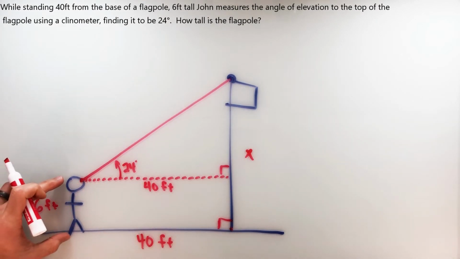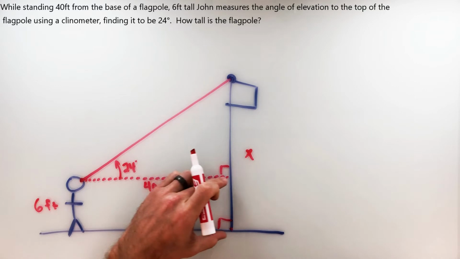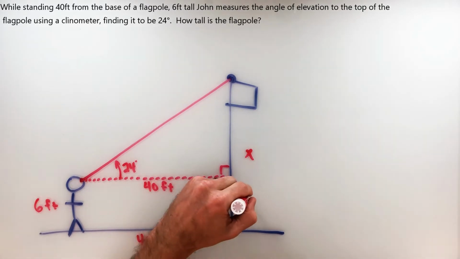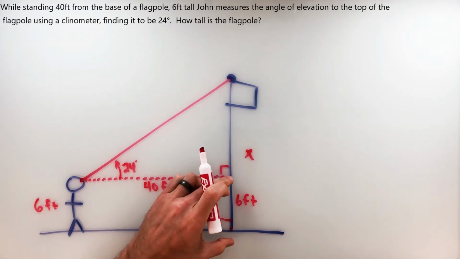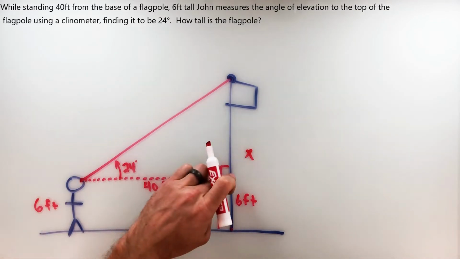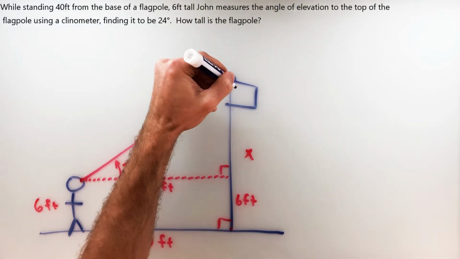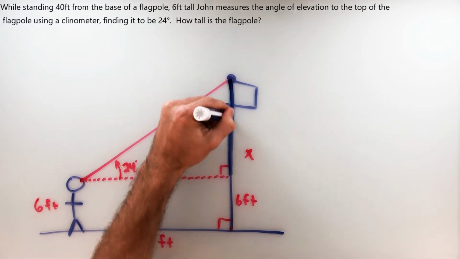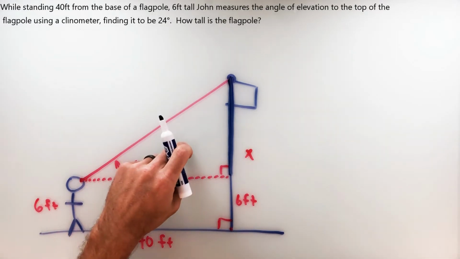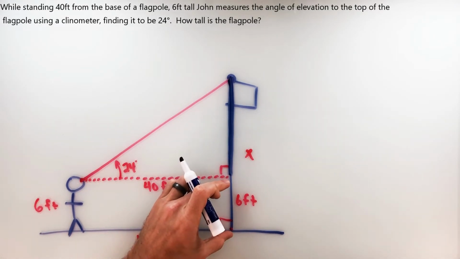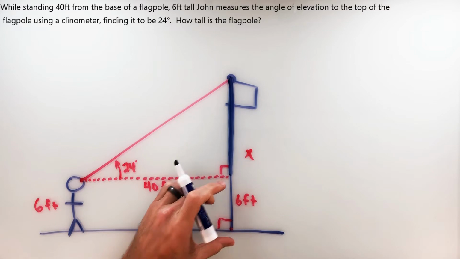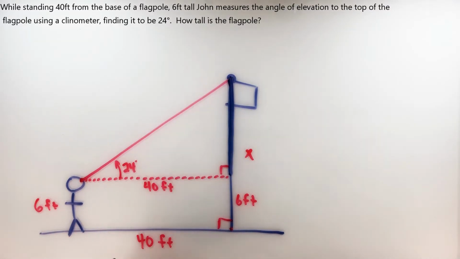Last thing I want to do is translate the height of the person over here. The reason I'm going to do that is because when I solve for the missing side that I'm looking for in this triangle, I'm really only going to get this distance. This is the distance that I'm going to find in the triangle, and then at the end I can add in that extra 6 feet to get all the way to the ground, so I know the whole height of the flagpole.